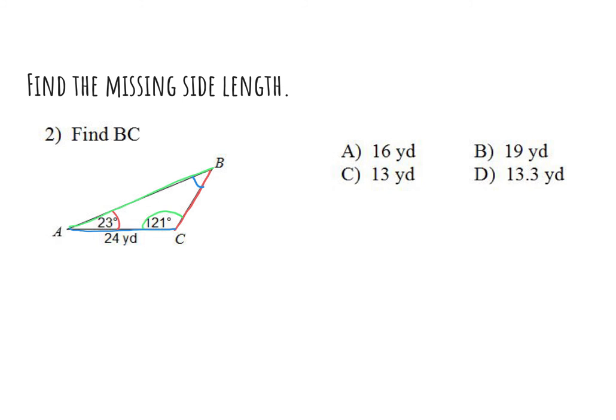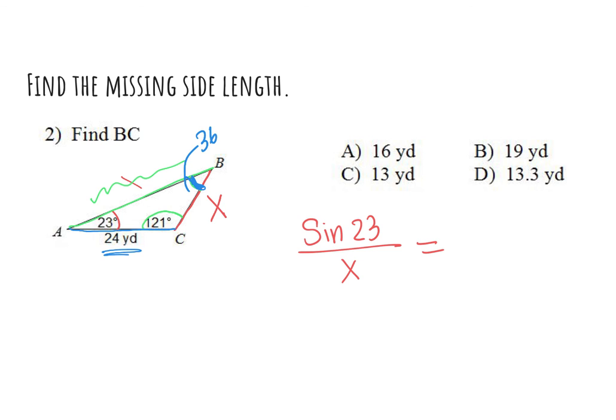So if I am trying to find BC, I am trying to find that red side. So I need that information. So sine of 23 over x. Now I can't use the 121 because I do not know how much my green side measures. So I need to find the measure of this blue angle right here so that I can use the 24. And I can do that because I remember that all three angles of a triangle add up to equal 180 degrees. So angle B is actually equal to 36 degrees.